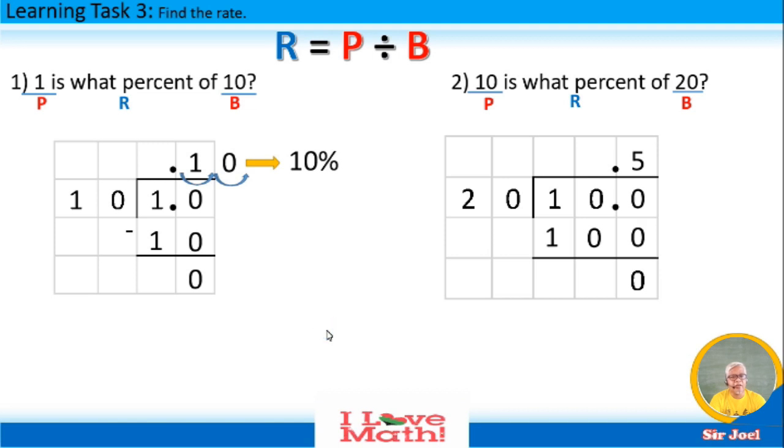So, 100 minus 100, the answer is 0. Again, if you notice, your answer on top is 0.5. Ano ang gagawin? Move the decimal point 2 places to the right. So, pwedeng lagyan ng 0 after 5. It is now equivalent to 50%. So, this is our answer dito sa problem number 2.